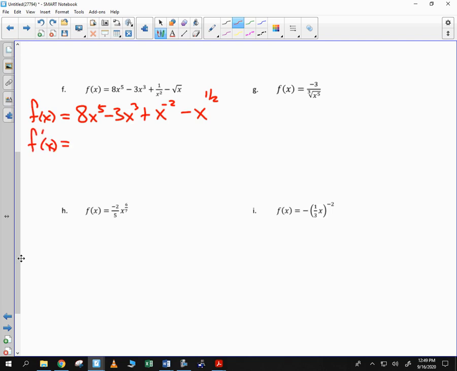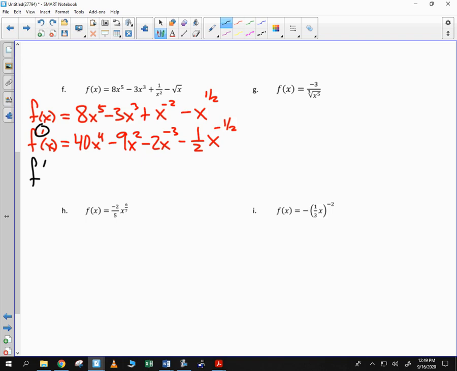The derivative of 8x to the 5th is 40x to the 4th. The derivative of 3x cubed is 9x squared. The derivative of x to the negative 2 is negative 2x to the negative 3. And the derivative of negative x to the 1/2, I drop the 1/2 in front, and I subtract 1 from the numerator, and I get a negative 1/2. So notice that up front, I put this prime symbol. That means I actually did take the derivative.